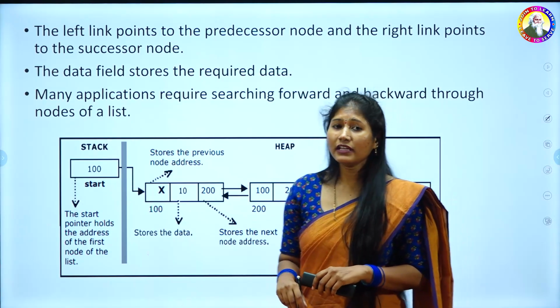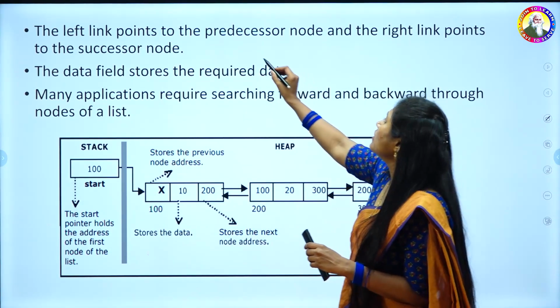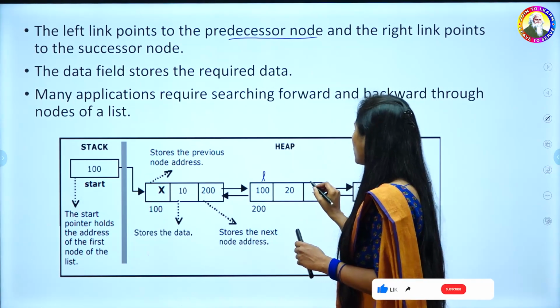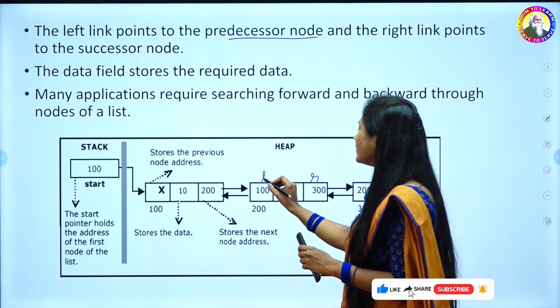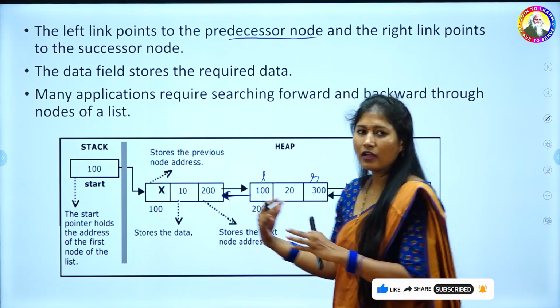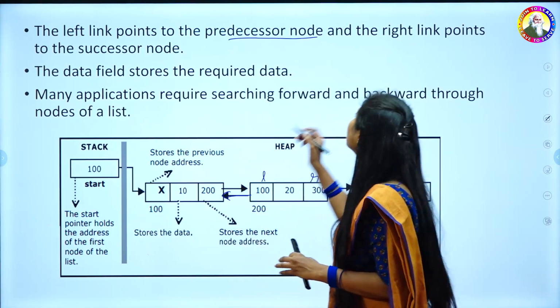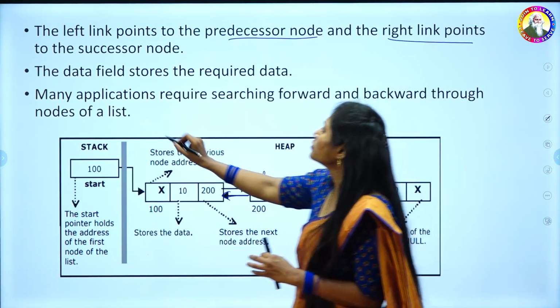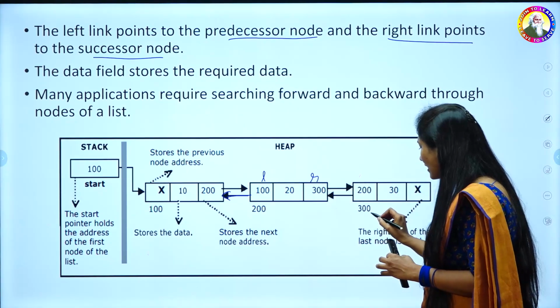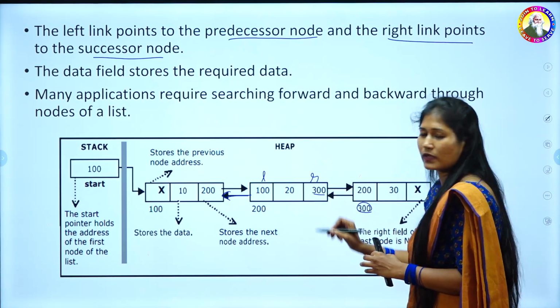Now see, the left link points to the predecessor node. In this one, this is called the left node, this is called the right node. The left link is going to point to the predecessor node, the previous element, and the right link is going to point to the successor node. This is the right link, so it is going to have the address of the next element.